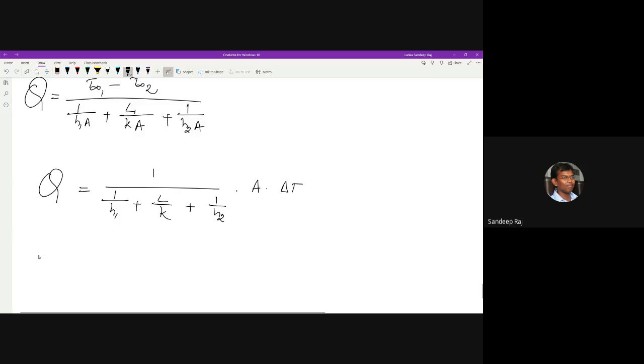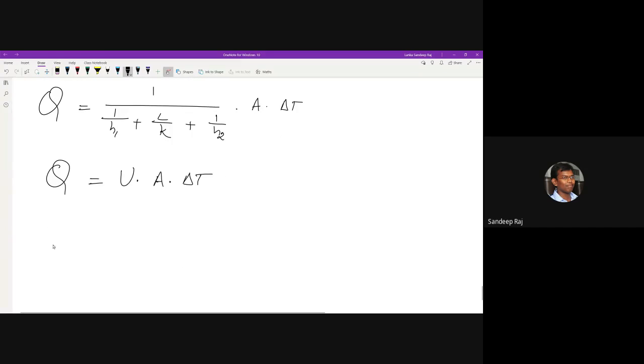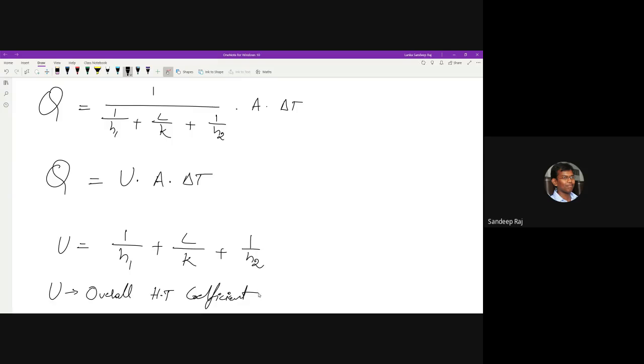If I write the expression in the form Q is equal to U A delta T, now this U will turn out to be 1 by H1 plus L by K plus 1 by H2. So this particular U is nothing but your overall heat transfer coefficient. And what will be the unit of this overall heat transfer coefficient? Can somebody tell me?